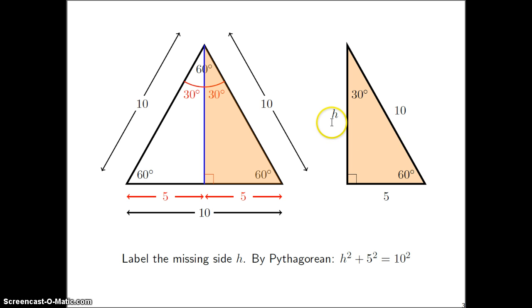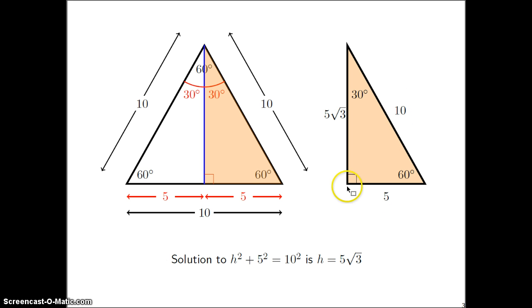Label the missing side with an h, and since you have a right triangle, you get to use the Pythagorean theorem. h squared plus 5 squared is equal to 10 squared, and if you solve, you'll get that h is equal to 5 times the square root of 3.